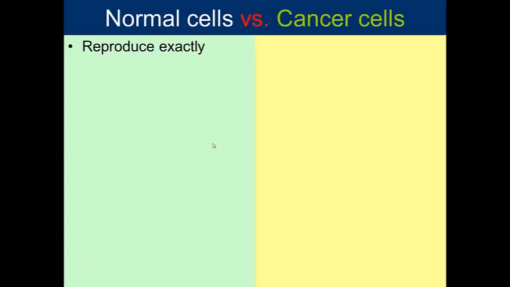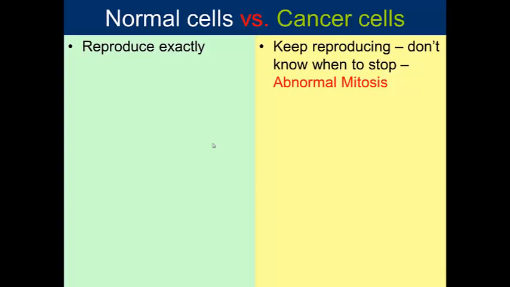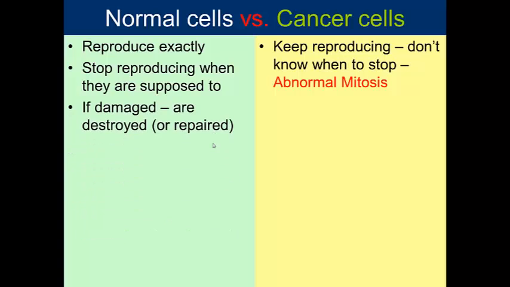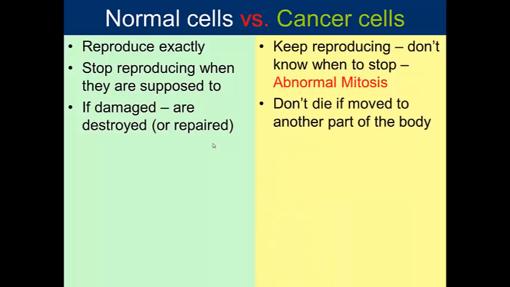So what are some differences between normal cells and cancer cells? Normal cells reproduce exactly as they're meant to, whereas cancer cells keep reproducing and they don't know when to stop. So we call this abnormal mitosis. In normal cells, they stop reproducing when they're supposed to, so they don't overgrow or make a tumor or a mass. If they are damaged, normal cells are destroyed or repaired. In cancer cells, they don't die if they move or metastasize, so moving is called metastasis, into another part of the body.